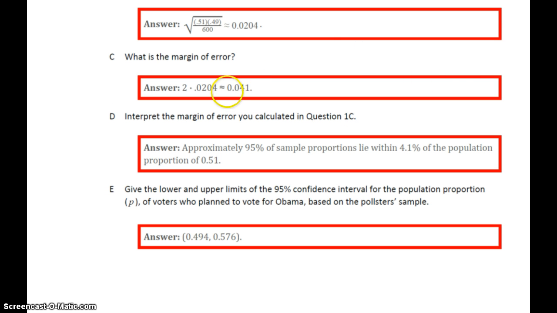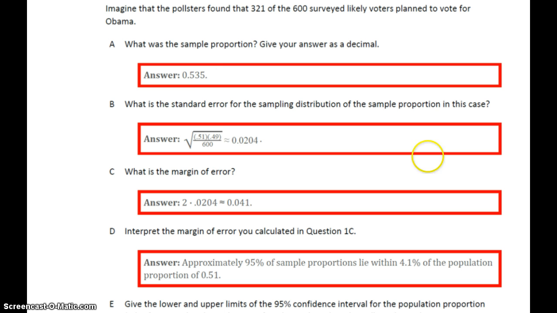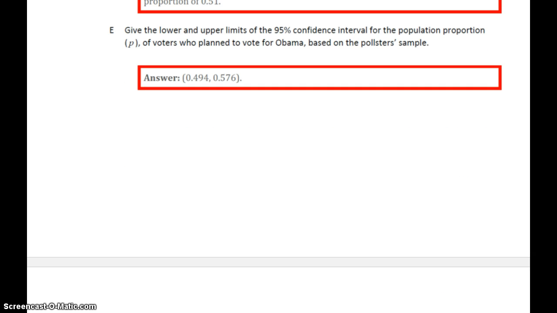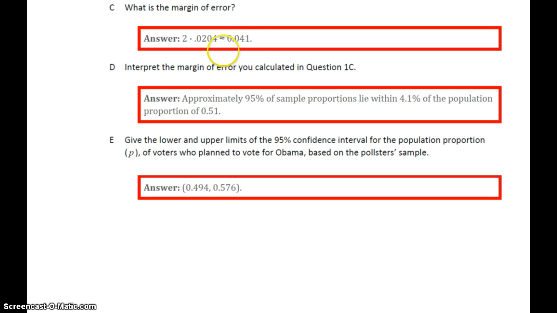What is the margin of error? Well, the margin of error is 2 times the standard deviation. So 2 times that 0.0204, which gives us to 3 decimal places a margin of error of 0.041. Now, how do we get a confidence interval here? We take not the p-value, the p-hat value, 0.535, plus or minus the margin of error, 0.041. So again, 0.535 plus or minus 0.041. And that's our confidence interval there.